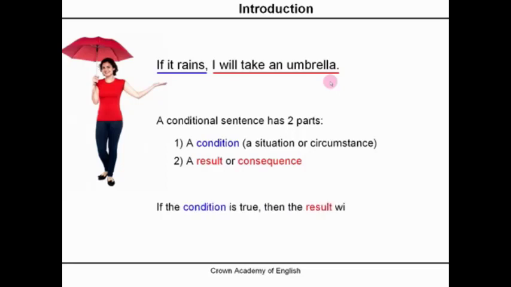So, in a conditional sentence, if the condition is true, then the result will happen. So this is the meaning of a conditional sentence. If this is true, then this will happen. Okay, so if it rains, then I will take an umbrella. And obviously that means if it doesn't rain, I won't take an umbrella. Okay, so it's a conditional.